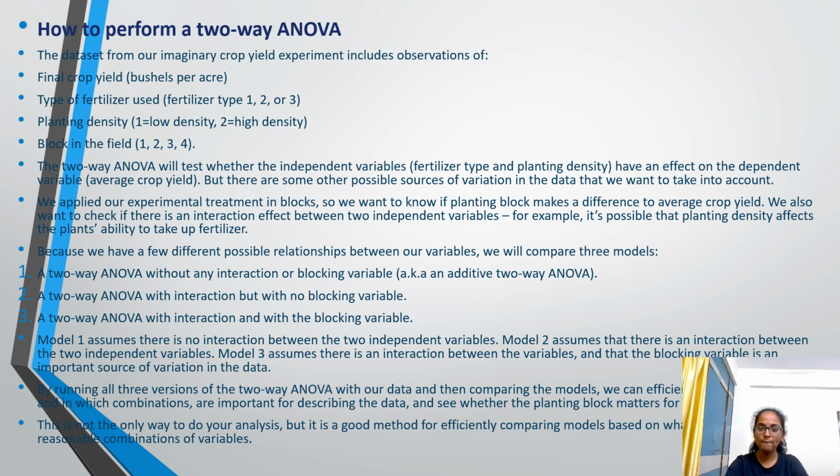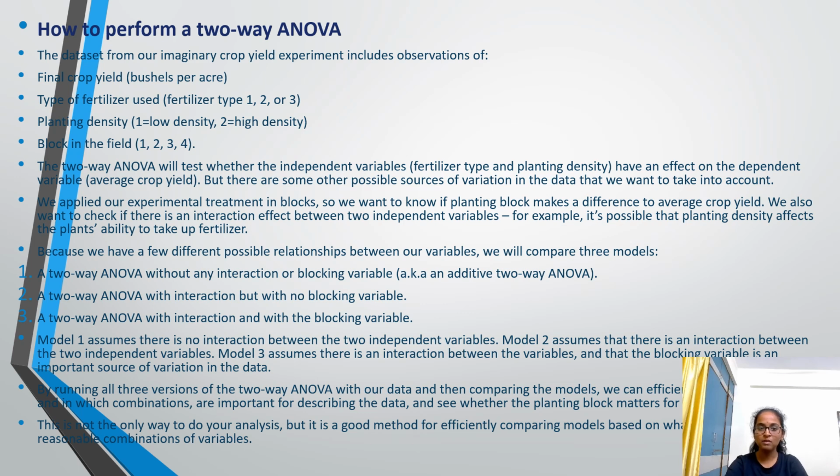But there are some other possible sources of variation in the data that we want to take into account. We applied our experimental treatment in blocks, so we want to know if planting block makes a difference to average crop yield. We also want to check if there is an interaction effect between the two independent variables. For example, it's possible that planting density affects the plant's ability to take up fertilizer, so we have a few different possible relationships between our variables.